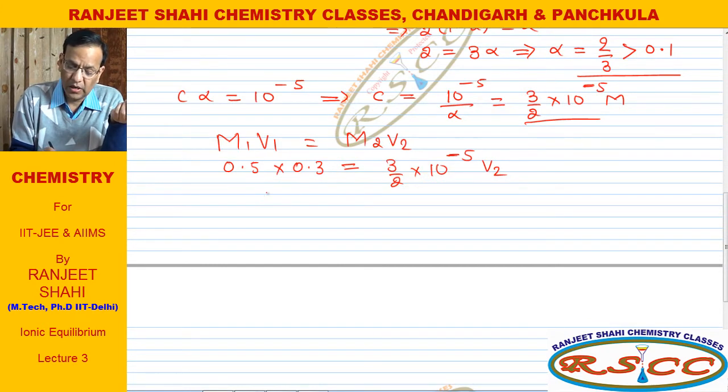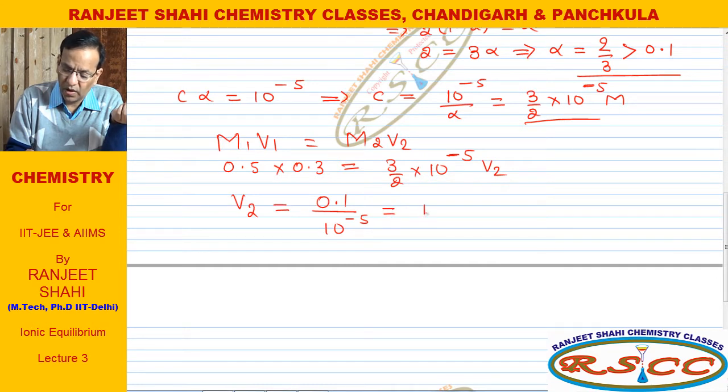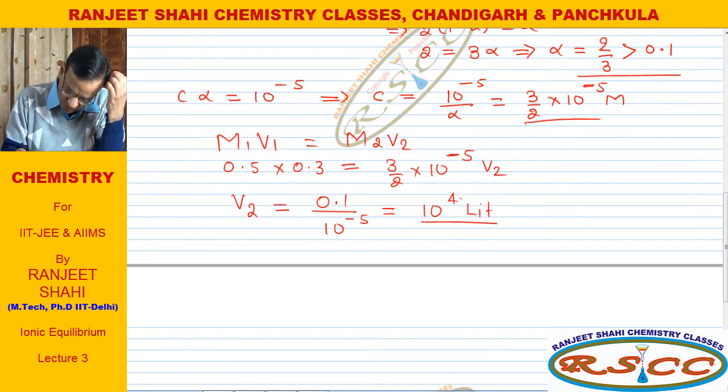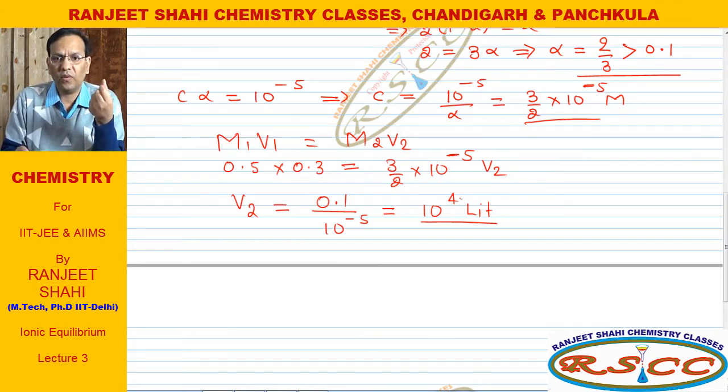With this we can solve it. V2 will be equal to 2 into 0.5 into 0.3, which is 0.1. So 0.1 divided by 10 raised to the power minus 5, it will be 10 raised to the power 4 liter. So this is our final answer. If we dilute the given solution to 10 raised to the power 4 liter, pH of the solution will be doubled, which is 5. So this is the final answer.